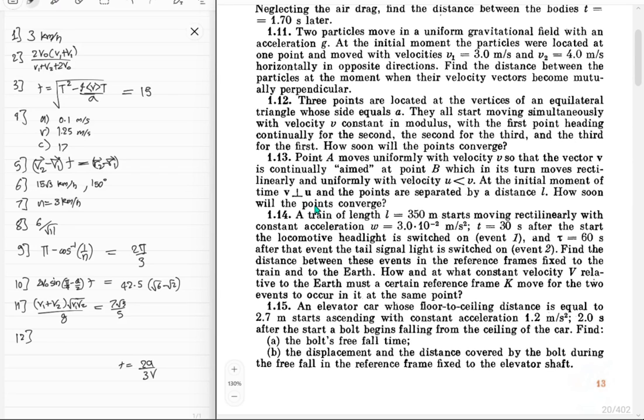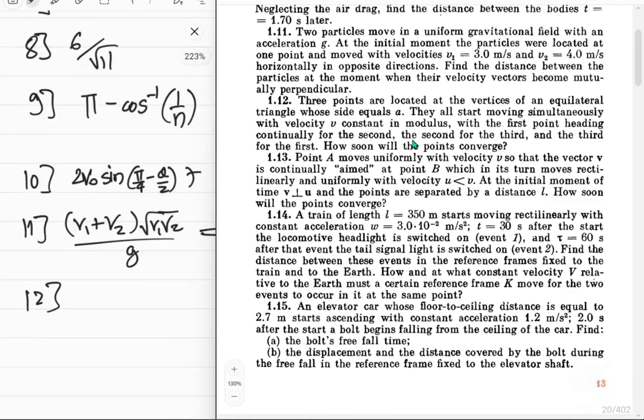Wait, where did it go? Oh yeah, 12th. So that's it. 2a upon, hey, you gave us any values? No, you didn't. So just gonna put that in there. 2a upon 3v. Next question.